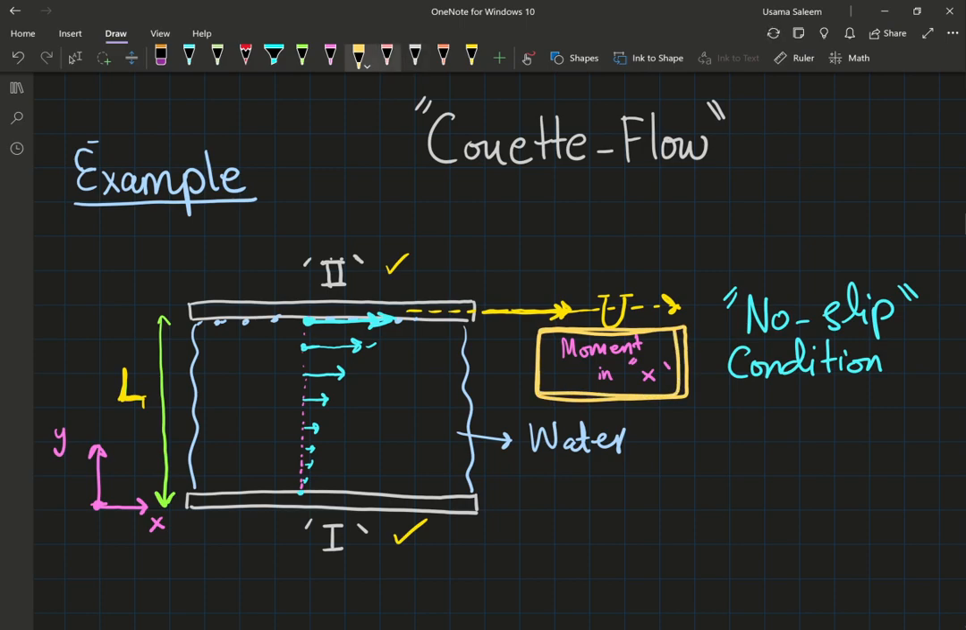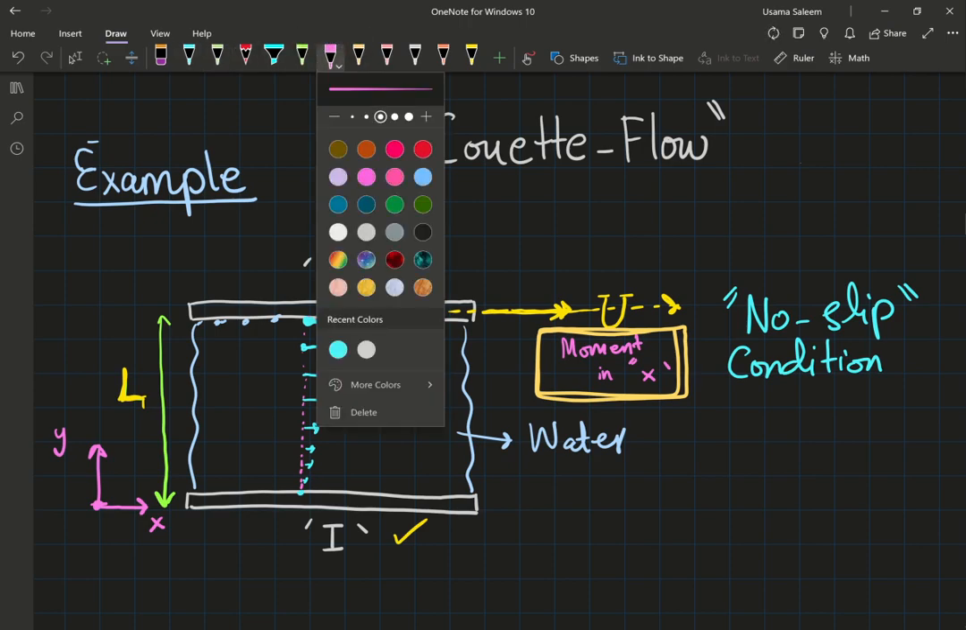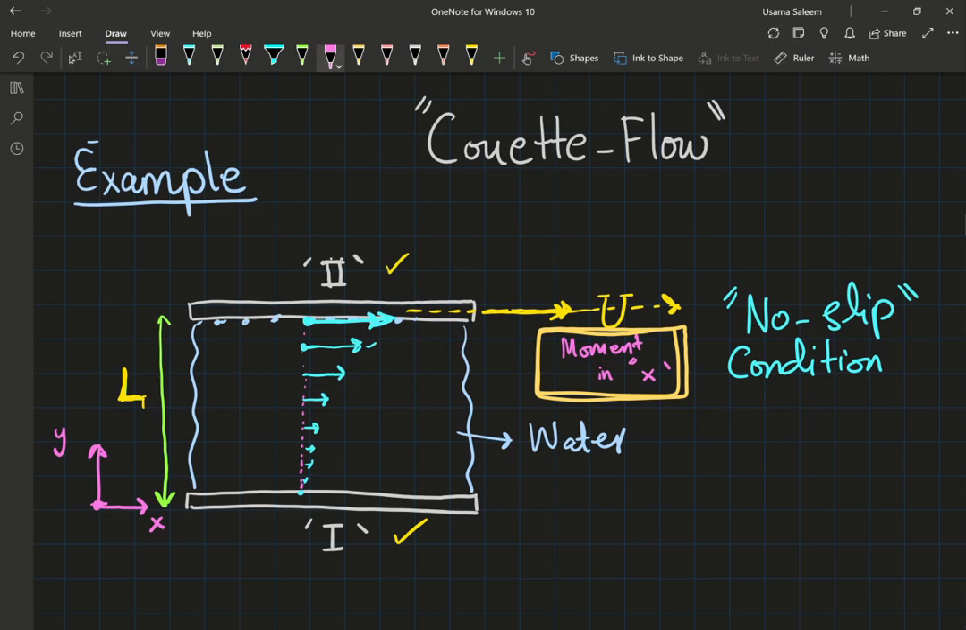But you can see that momentum is being transferred. But you can see that momentum is being transferred in the y direction. As you can see, there's a velocity gradient as you go from y equals L to y equals 0. So there's a momentum transfer in the y direction.